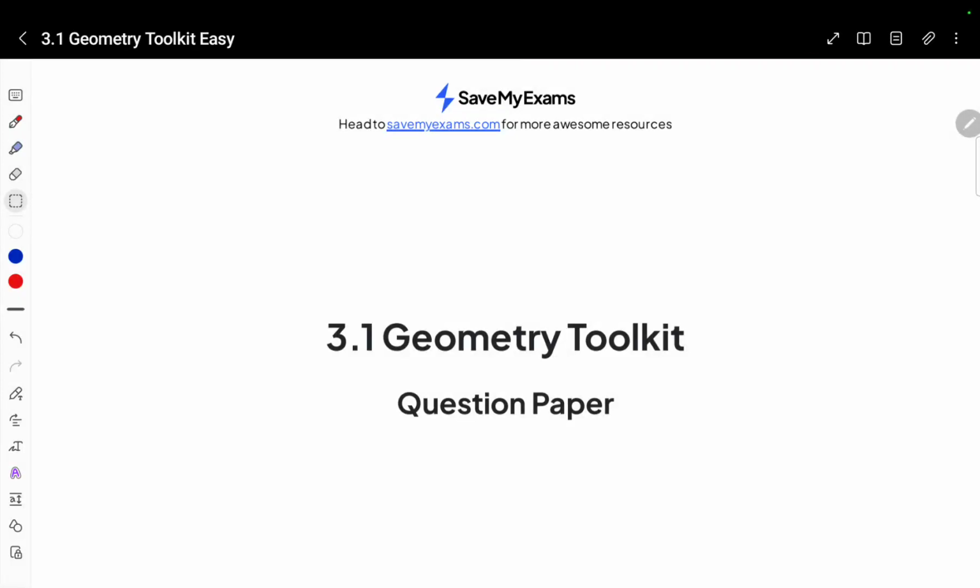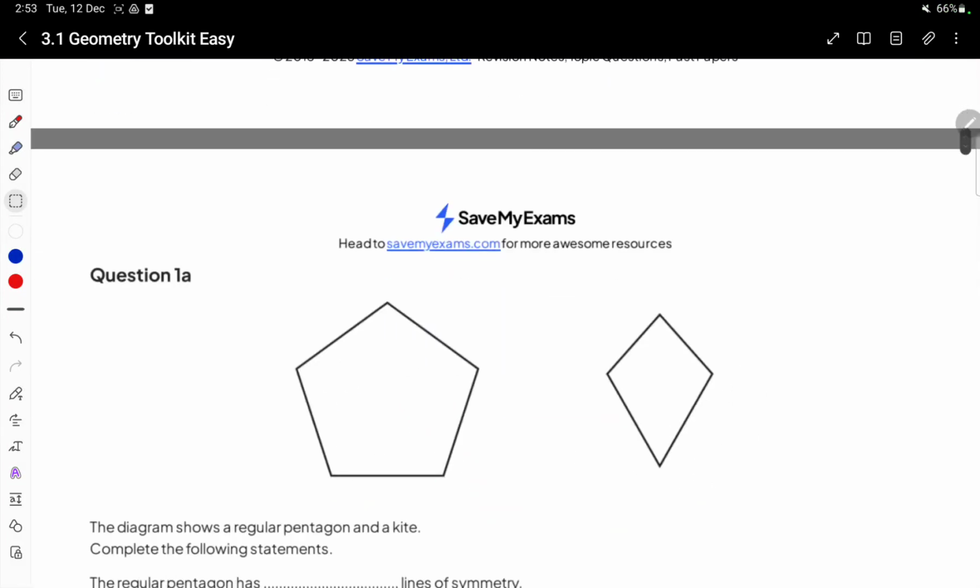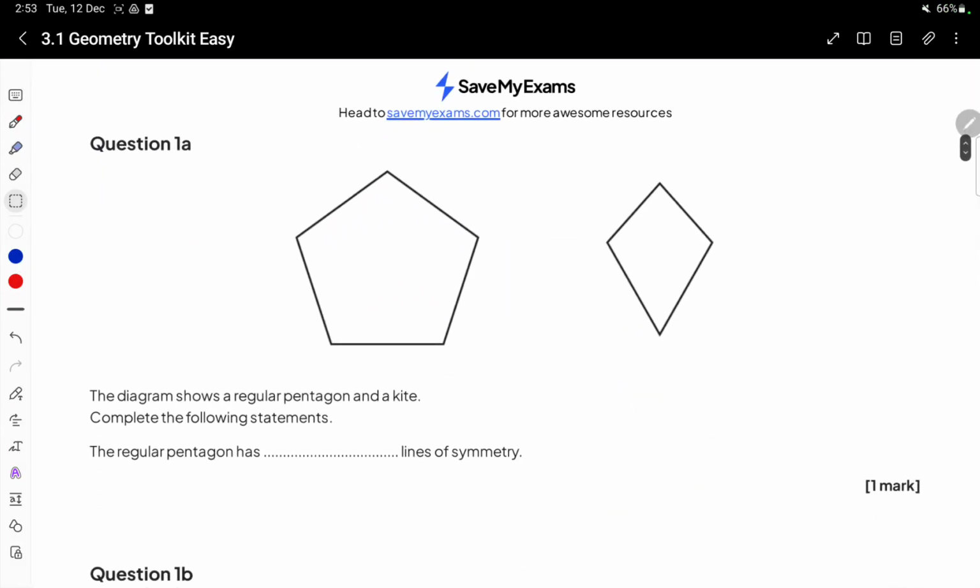In this lecture, we can solve Geometry Toolkit 3.1, and the difficulty level is easy. So we can start with the first question. What we have in this first question: the diagram shows a regular polygon and a kite.